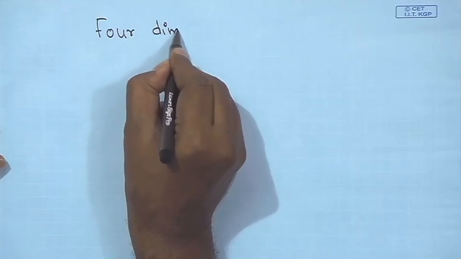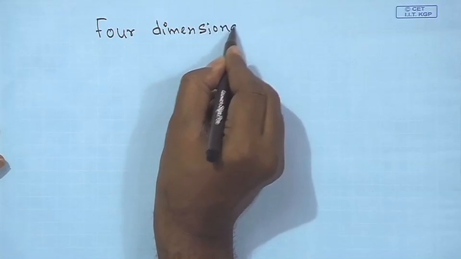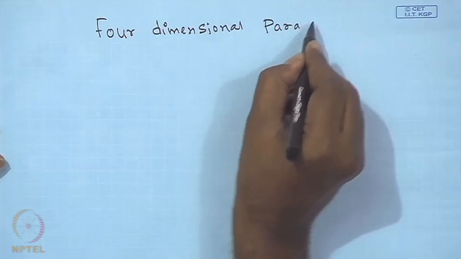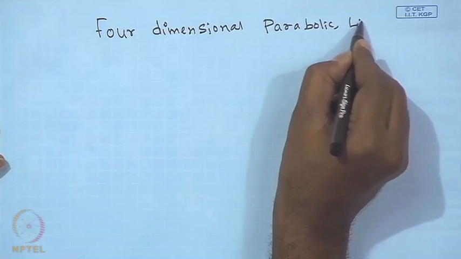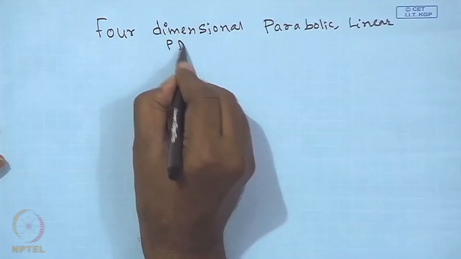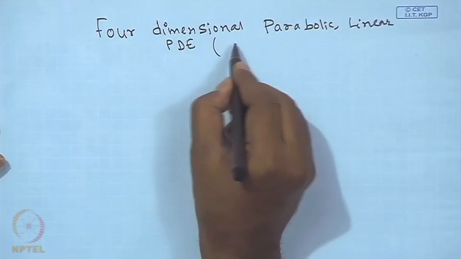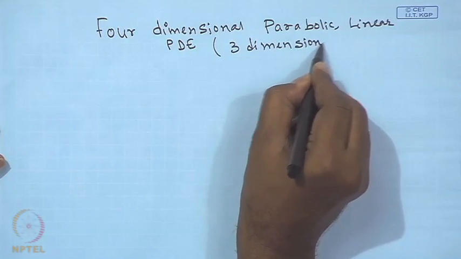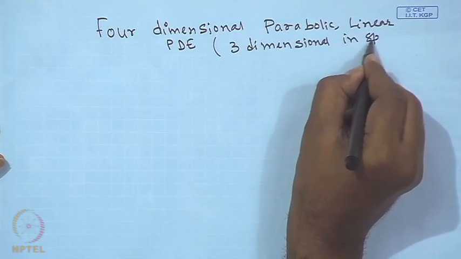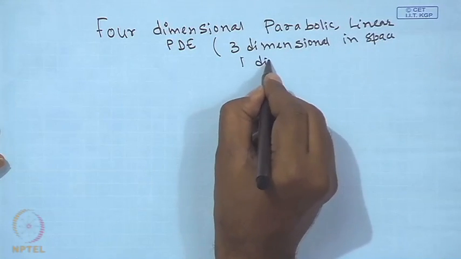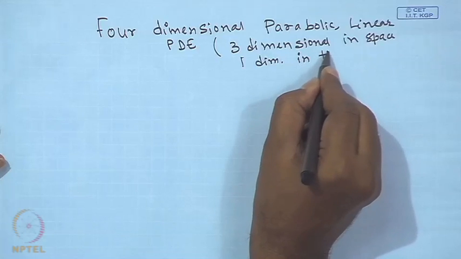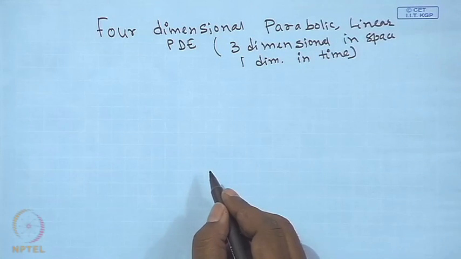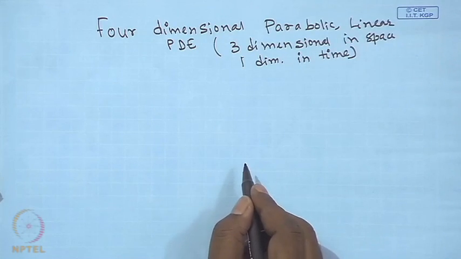So, we will be talking about a 4-dimensional parabolic and linear partial differential equation. So, it is basically 3-dimensional in space, 1-dimensional in time. So, it is a 3-dimensional transient heat conduction problem.